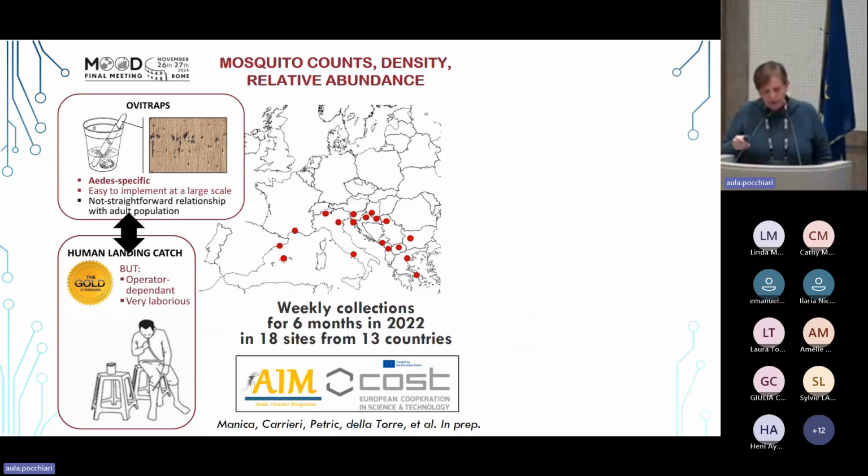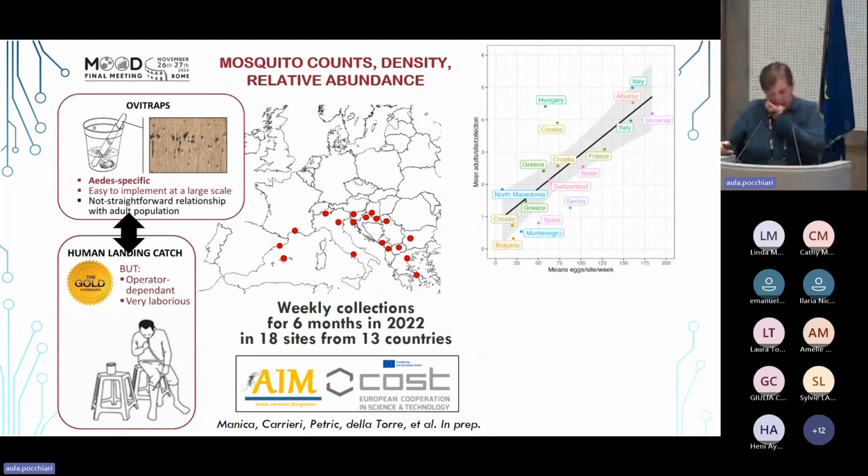And to address this point, we did a very large study in the framework of the AIM-COST action, which was a large networking action I coordinated a few years ago, and which allowed us to put together 18 teams from 13 countries, which for 6 months carried out albopictus collection by ovitraps and by human landing catches.